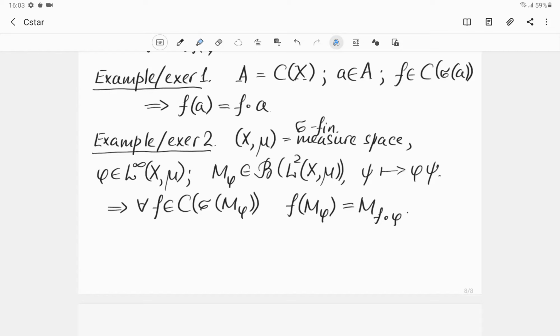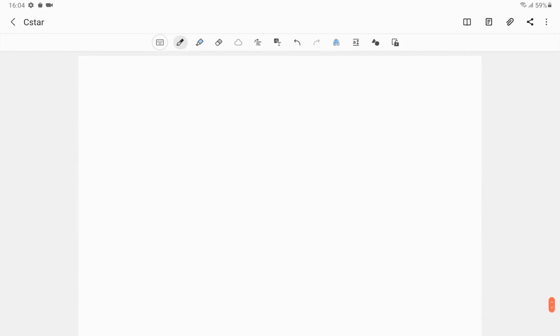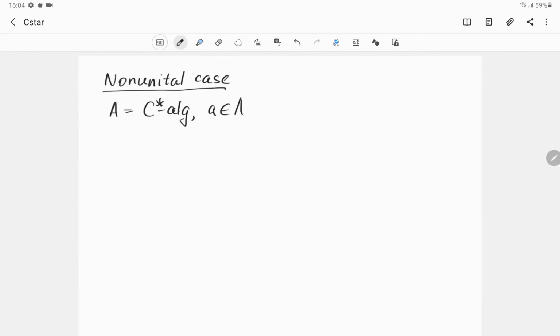Okay, so in conclusion, just a final remark. So far, when we spoke about functional calculus, we considered only unital C-star algebras. Sometimes it is useful to extend this construction to non-unital C-star algebras. So let's briefly discuss the non-unital case. So suppose A is a C-star algebra, not necessarily unital, and little a is a normal element of A. So we know that A is contained in the unitization of A, and that the unitization of A is also a C-star algebra.